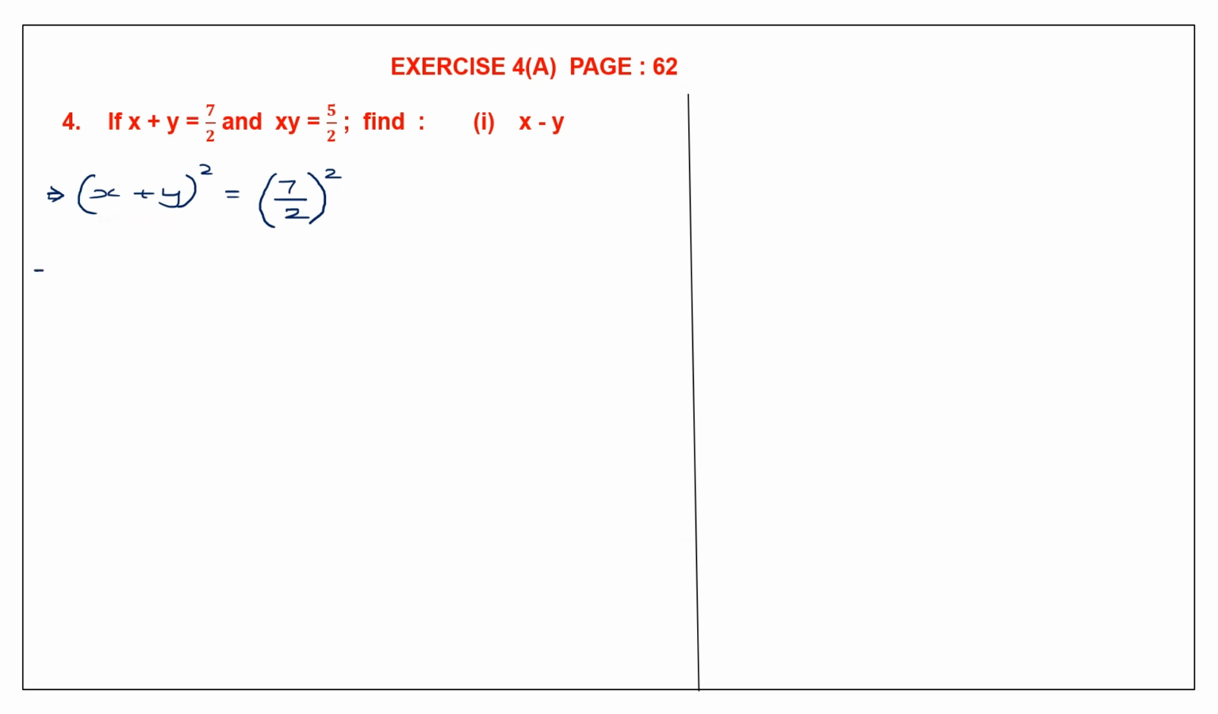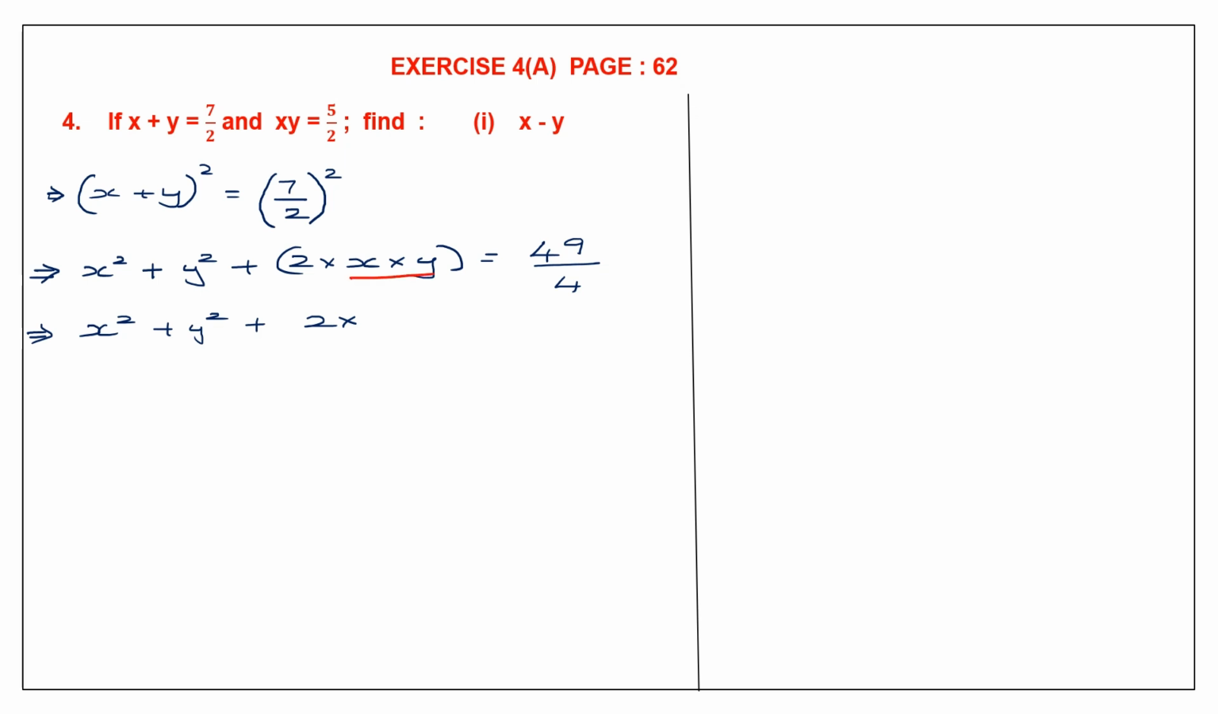So let's write that. X square is a square, plus b square, which is y square, plus 2ab, 2 into x into y. And we're going to square the other side also. So 7 square, 7 sevens are 49 and 2 2s are 4. Simplifying this further, here we have x square plus y square plus 2 into, now x into y is xy, isn't it? So 2 into xy, which is equal to 49 by 4.